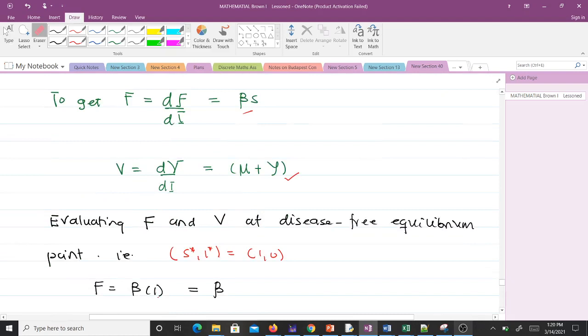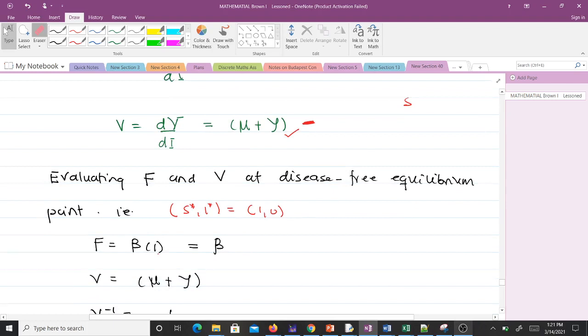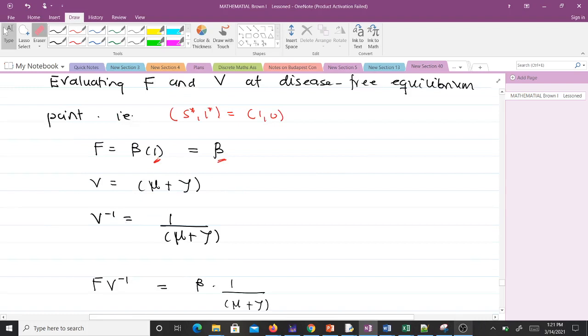Alright. So after getting this, you see when it comes to F, we have S here, which happens to be a variable, not a parameter. So we evaluate F and V at the disease-free equilibrium point, that is S star, I star equals 1, 0. Since we don't have any variable in V, this will give us the same thing. But for F, we will have beta times 1 because S is 1, which will give us beta. And we will get V to be mu plus gamma.